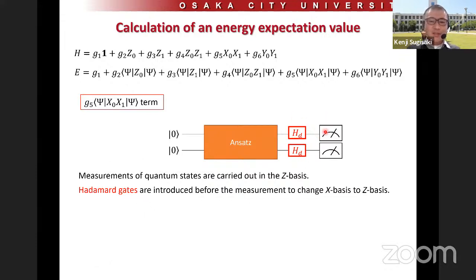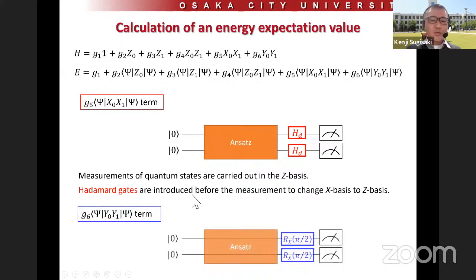So this eigenvalue can change the basis from x to z. By applying this, we can perform this quantum calculation several times. We can calculate the expectation value of the Pauli x0, x1 terms. Similarly, for the y0, y1 terms, we have to apply the Rx gate with the rotation angle pi over 2 to perform the basis change from y to z basis.